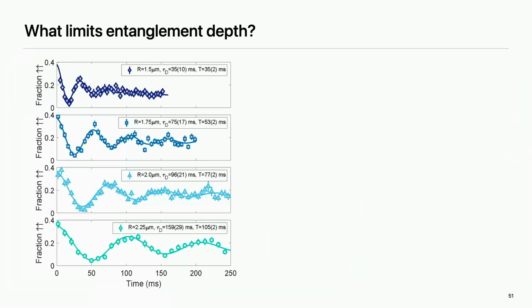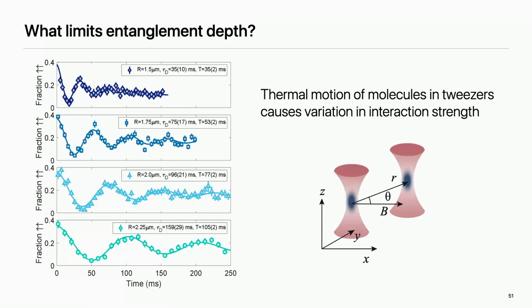But if you look at these kind of measurements, you'd see that it actually looks like the oscillations that I talked about just wash away. And in particular, you notice as you move closer together or at faster speeds, you wash out more. And this is limited, we think, in a large degree by thermal motion. So as molecules move in the trap, their interaction strength is going to change. And then you average out over those different interaction strengths, and that leads to overall decoherence.